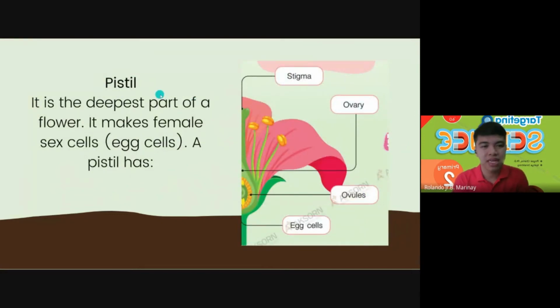Next, the pistil. The pistil is the deepest part of the flower. It makes female sex cells. What is female, everybody? What is female?